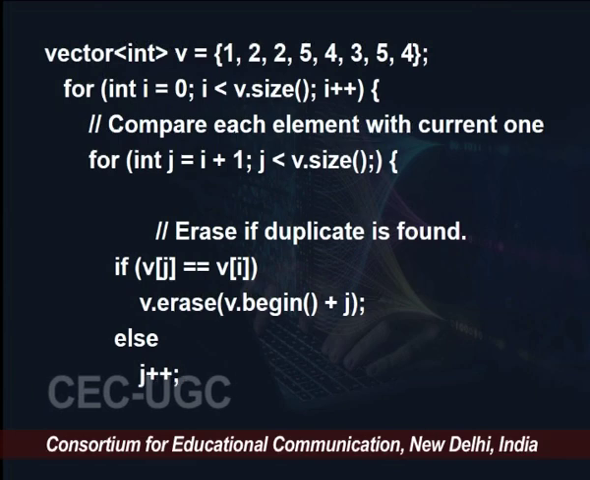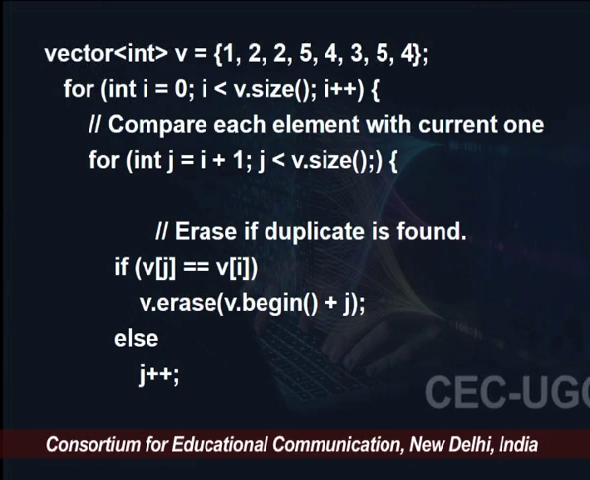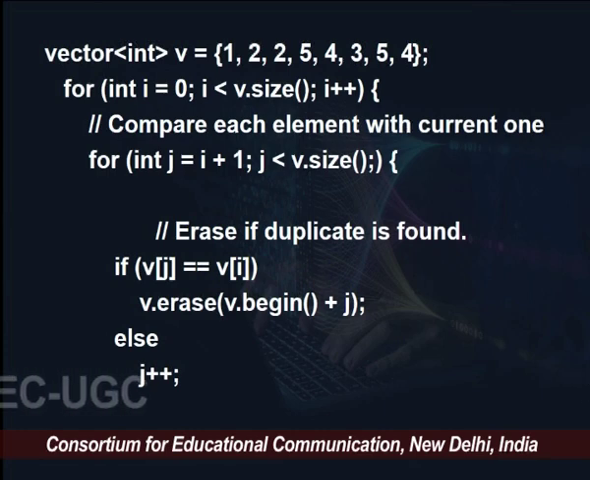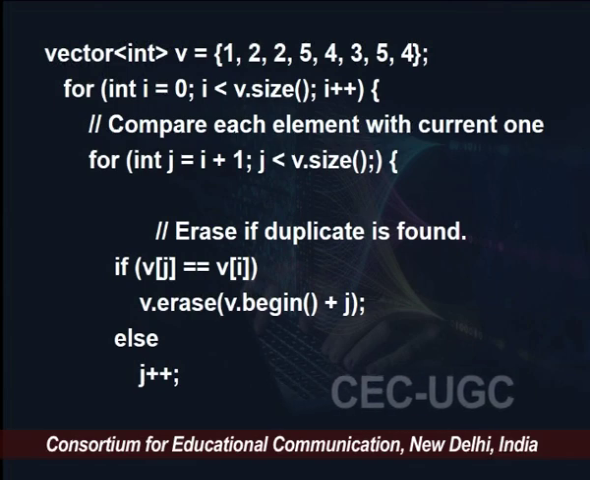Another one is comparing each element with the current one, comparing the neighboring elements and erasing if the duplicate is found. So these are the two prominent ways for erasing the duplicates if they occur.